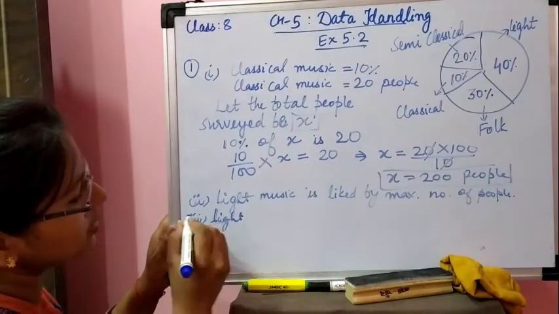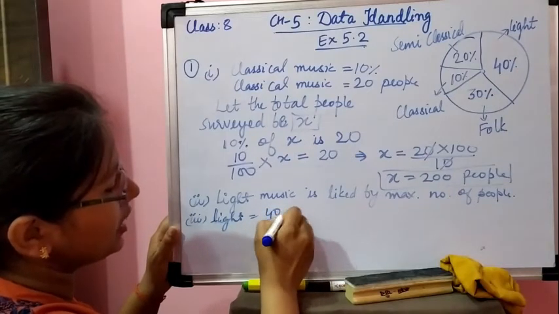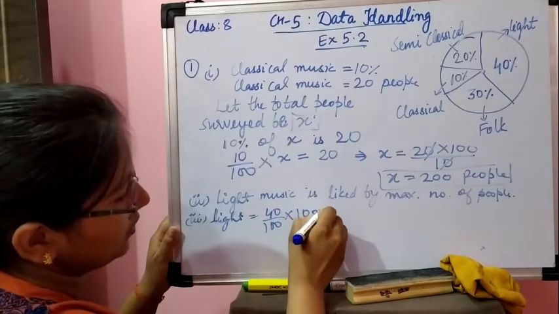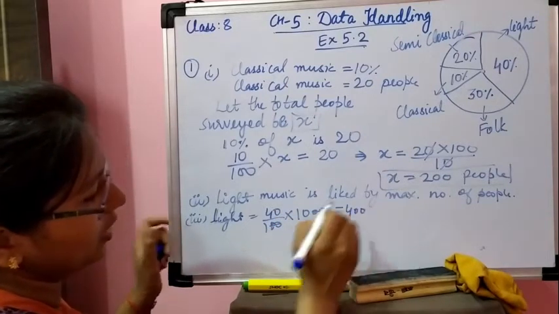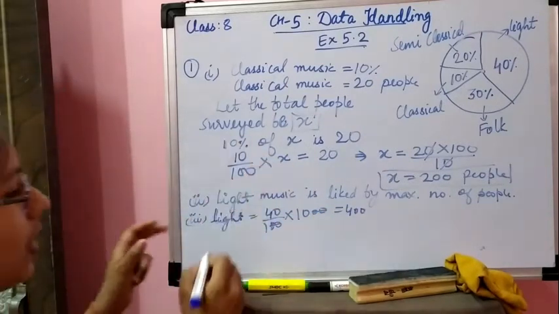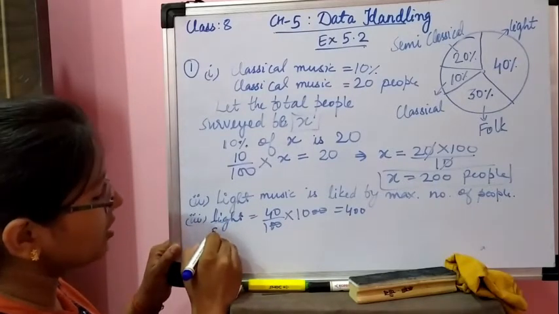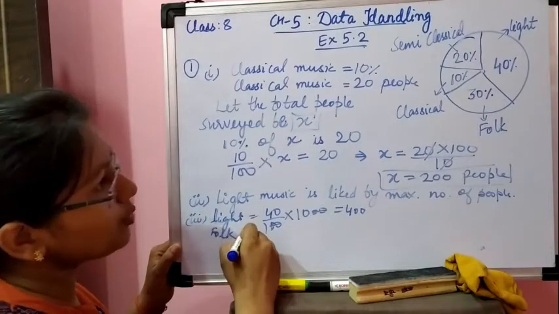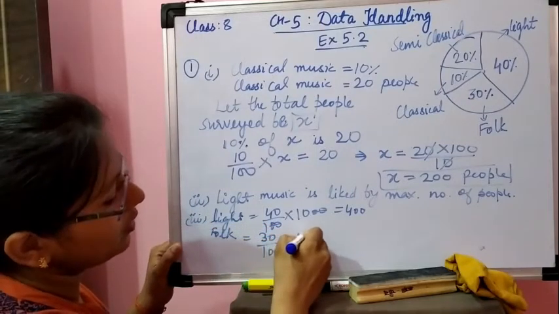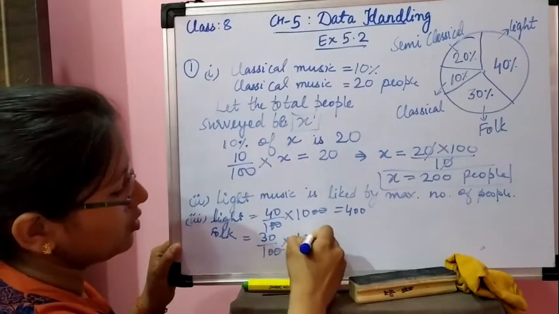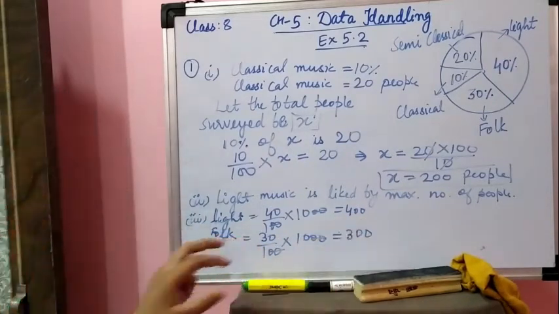Light music is 40%. So 40% of 1000. The zeros cancel, that is 400. So 400 CDs will be for light music. Now similarly for folk music, it is 30% of 1000. So again 300 CDs for folk.